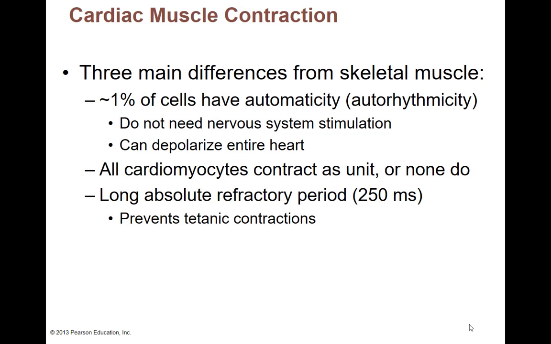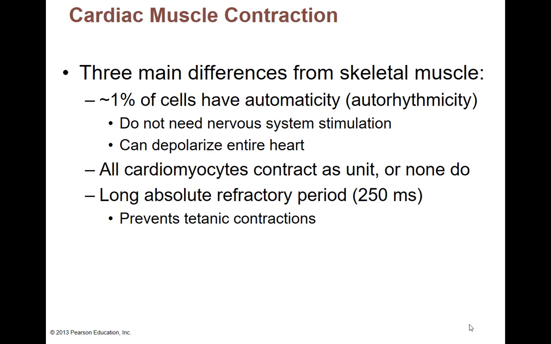All right, part B, a little bit more about the actual contraction, what's happening with your action potentials. That's why I need to move that slide. There are some differences from cardiac muscle to skeletal muscle. One of them being about 1%. A lot of people don't think that's a lot, but it's enough. About 1% of your cardiac muscles have autorhythmicity, which means they can generate a rhythm. They can contract on their own, generating a rhythm.